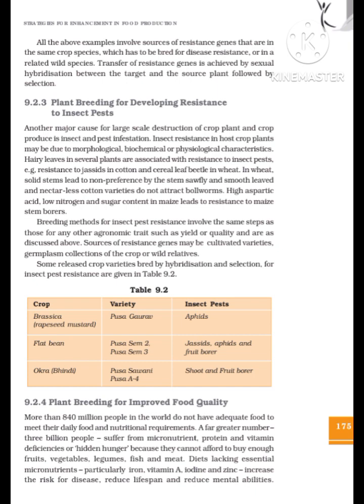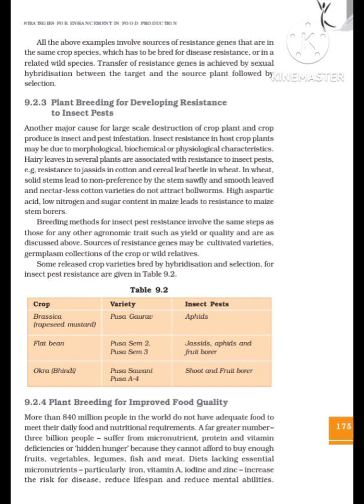Hairy leaves in several plants are associated with resistance to insect pests, e.g., resistance to jassids in cotton and cereal leaf beetle in wheat. In wheat, solid stems lead to non-preference by the stem sawfly, and smooth-leaved and nectar-less cotton varieties do not attract bollworms. High aspartic acid, low nitrogen, and sugar content in maize leads to resistance to maize stem borers.